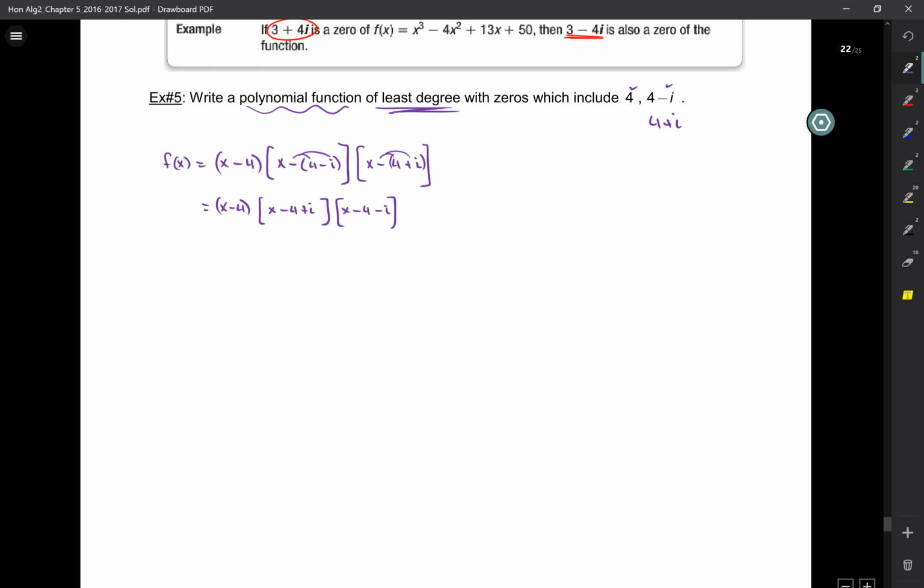Now, associative property says when you have 3 terms, you can group them any which way. So I could put parentheses around the 4 plus i or the x minus 4. In fact, that's what I'm going to do. I'm just going to put parentheses around the x minus 4s. Why would I do that? Because when I do that, what do I have? Well, forget about the first one, but I have x minus 4 plus i, x minus 4 minus i.